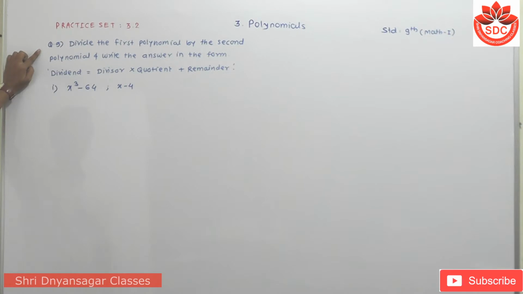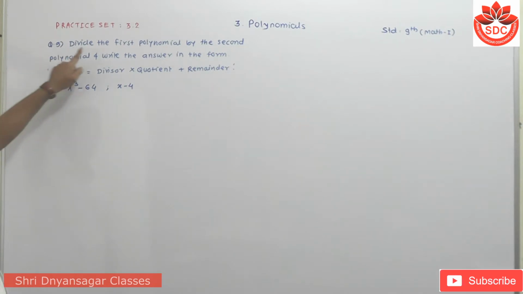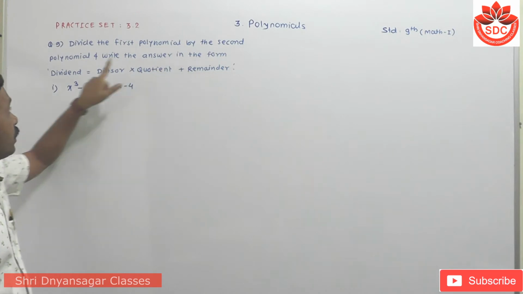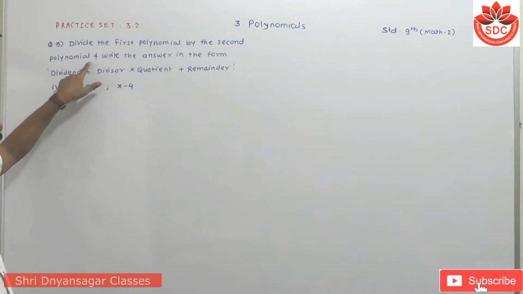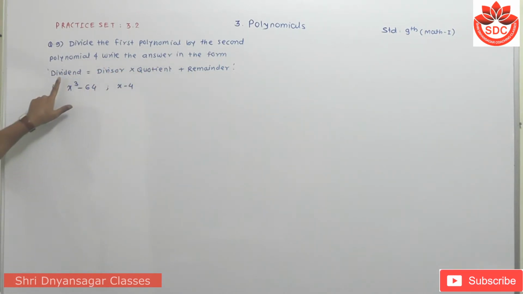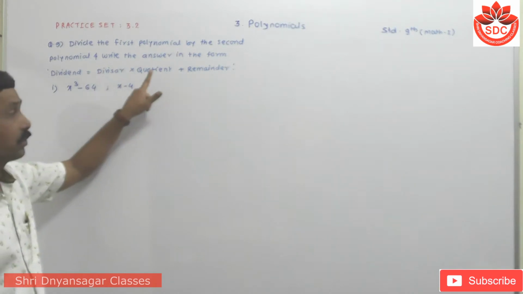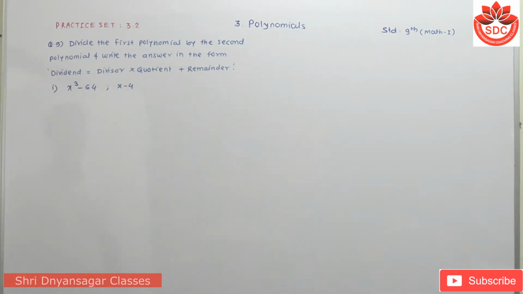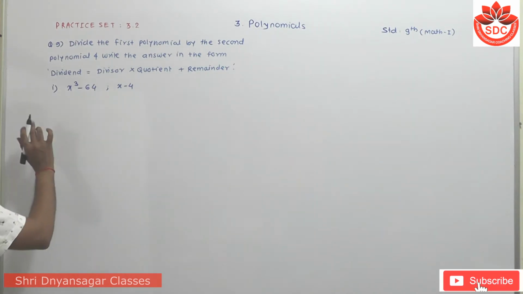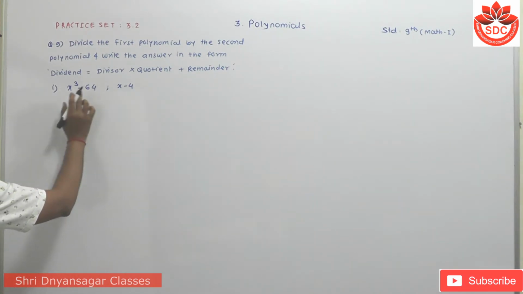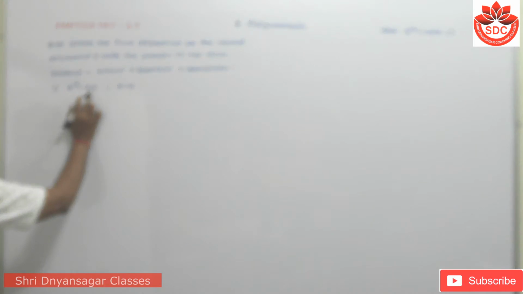The next question is question number 5. Divide the first polynomial by the second polynomial and write the answer in the form of dividend is equal to divisor into quotient plus remainder. Student, very important question. One can be asked in your examination. You have to divide x cube minus 64 by x minus 4.